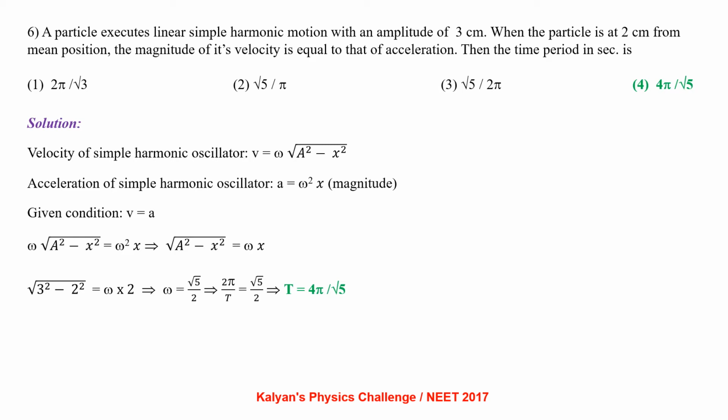We know the velocity of a simple harmonic oscillator is given by the formula v equal to omega root a square minus x square, where omega is angular frequency, a is amplitude, x is the position of the particle. And acceleration of the simple harmonic oscillator is given by the formula a equal to omega square x. Since it is given that the magnitude of velocity is equal to acceleration, we can equate these two to obtain omega equal to root 5 by 2. Since omega can be written as 2 pi by T, we get T equal to 4 pi by root 5 seconds.